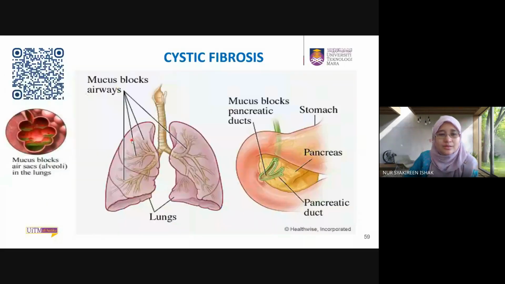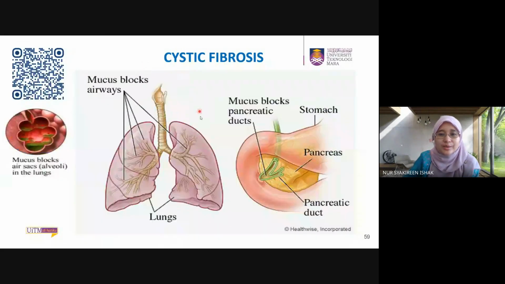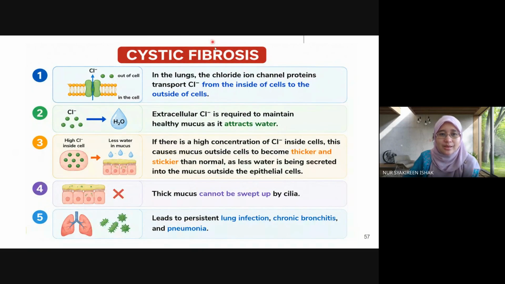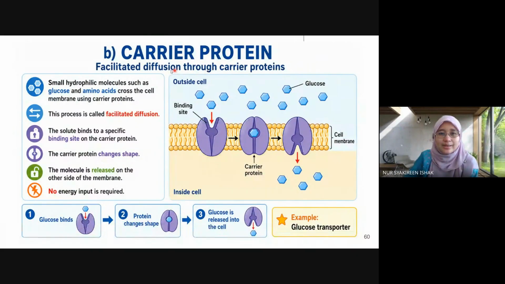Okay. So next one we have is the carrier protein. Okay, so earlier, this one was channel protein. Channel protein. So the example of disease involved is cystic fibrosis. So now let's look at carrier protein. Carrier protein can be involved in both passive and active transport. If passive, it is still facilitated diffusion. Small hydrophilic molecules such as glucose and amino acids cross the cell using the carrier protein.